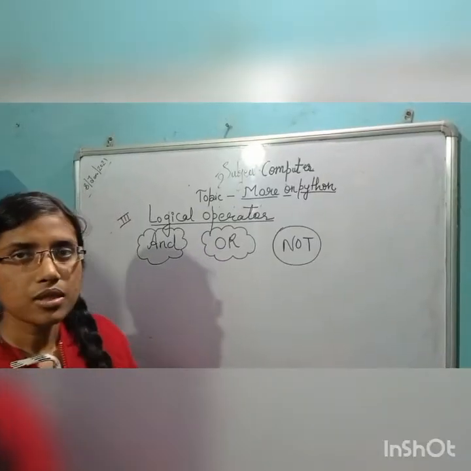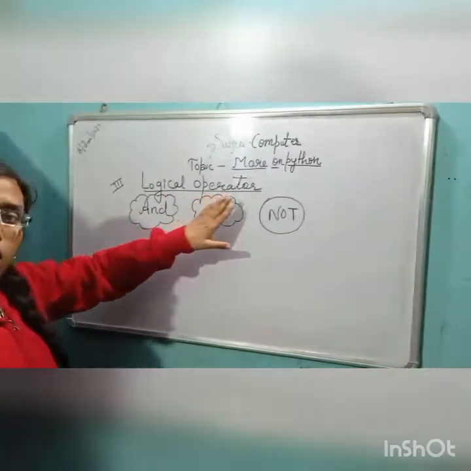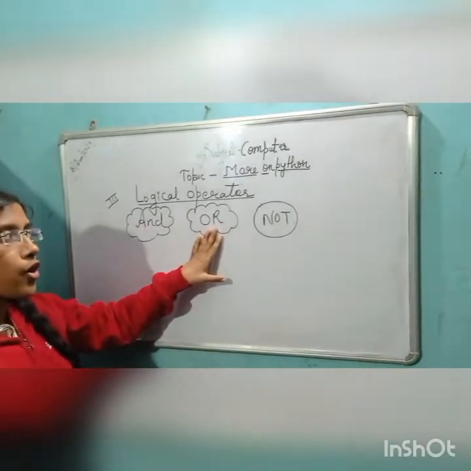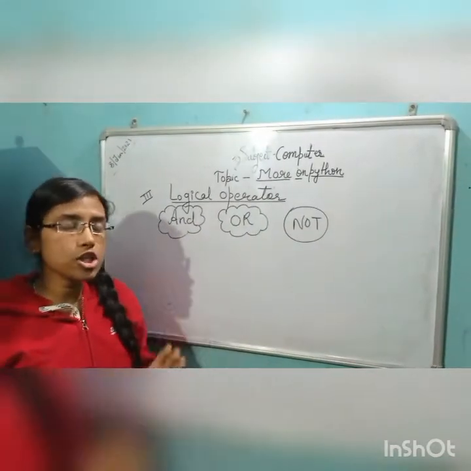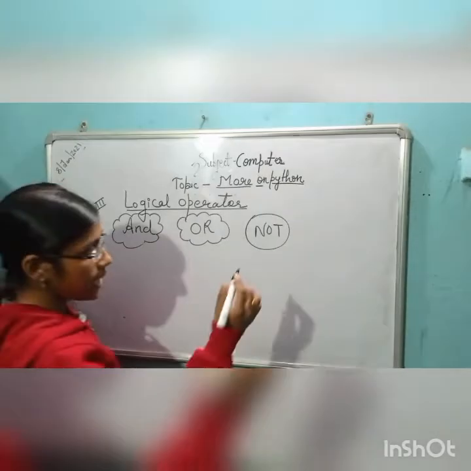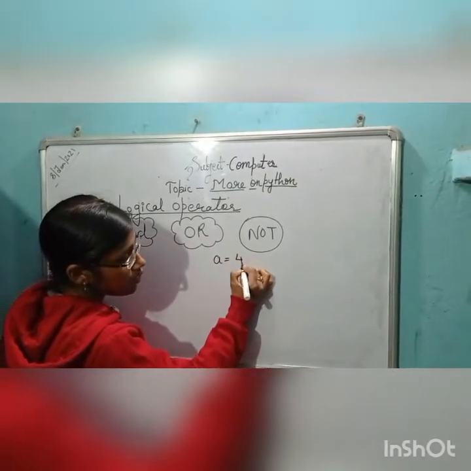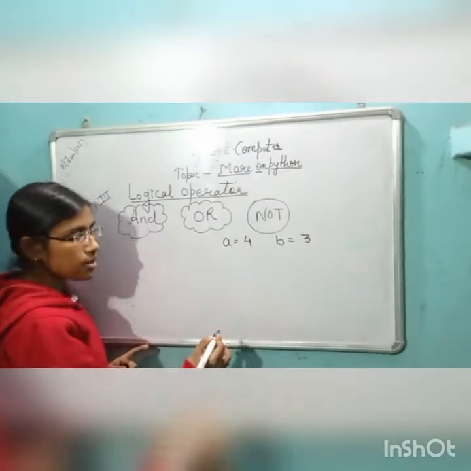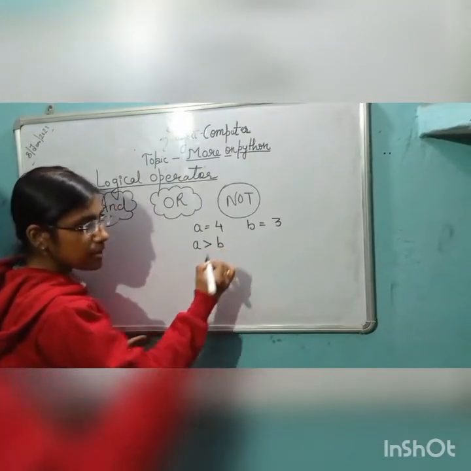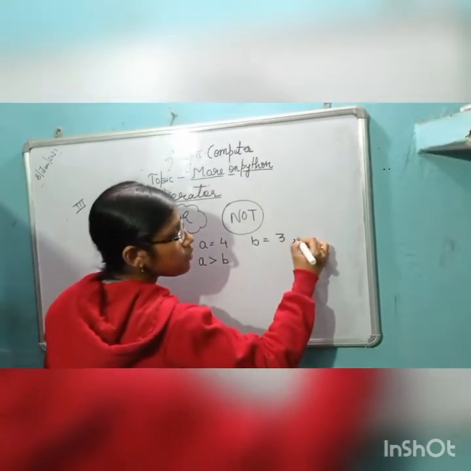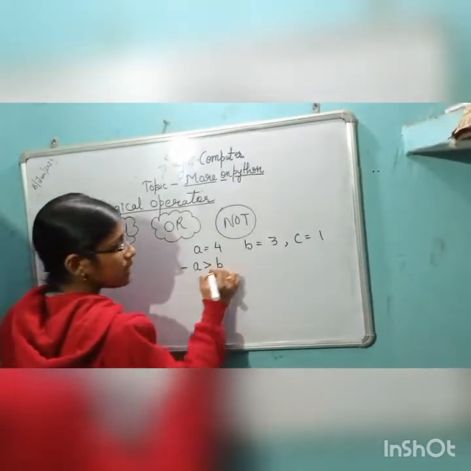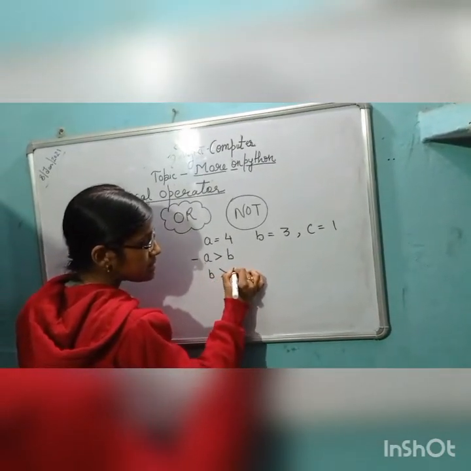Now the third type of operator is the logical operator. There are three types of logical operators: AND operator, OR operator, NOT operator. This logical operator is used to check conditional statements. How? Suppose I write A equals 4 and B equals say 3. Now what I did, A is greater than B. My first statement is this. And take one more variable, C equals 1, like this. So my first statement is A greater than B and B greater than C.